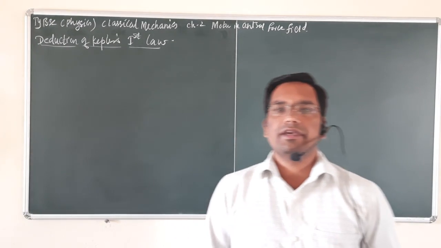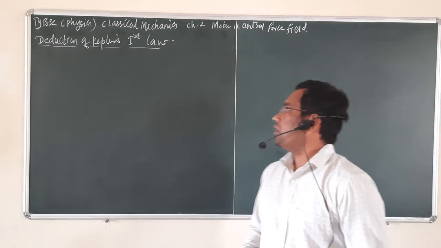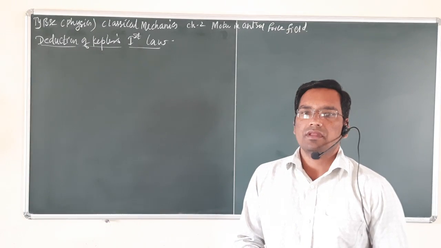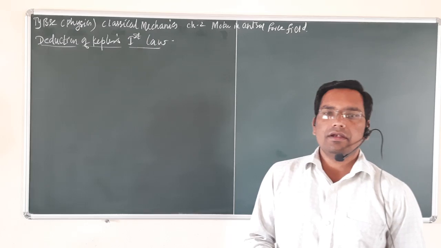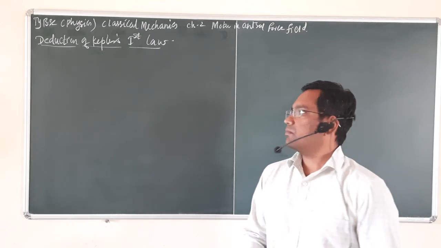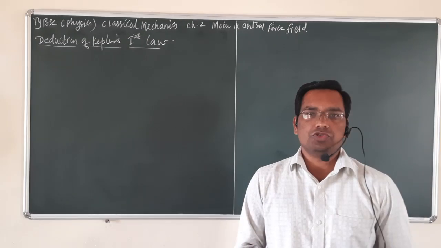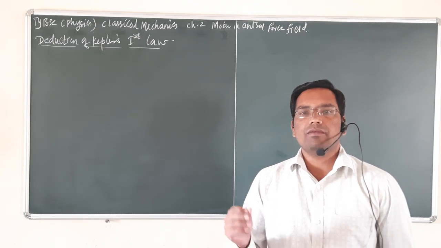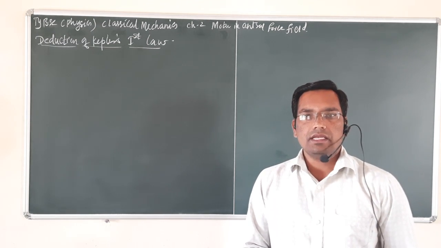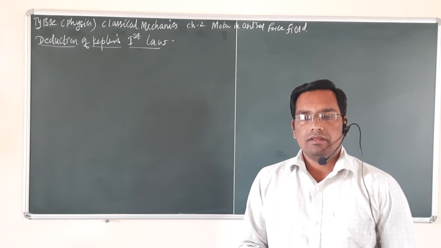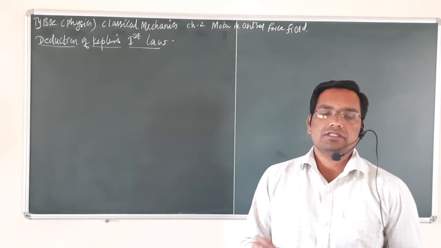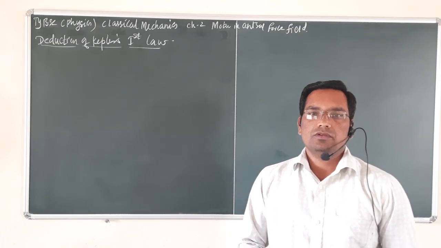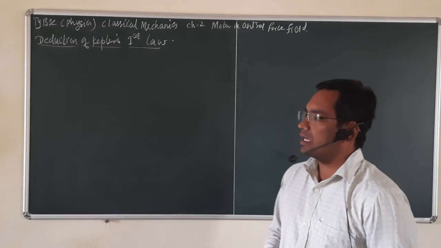Today we are taking the derivation of Kepler's first law of planetary motion. I already told you Kepler's first law. What is the statement? Recall that statement. Every planet moves around the Sun in an elliptical orbit, with the Sun situated at one of the foci of the ellipse. So that is Kepler's first law.